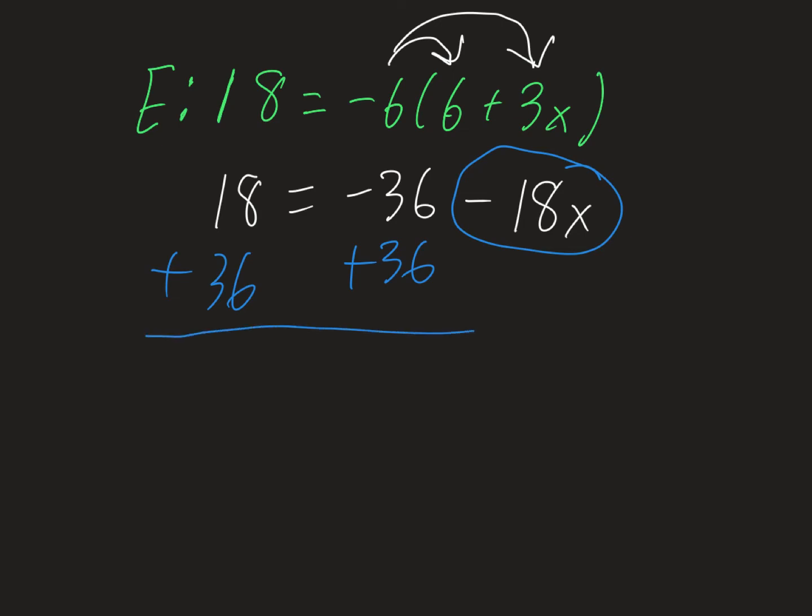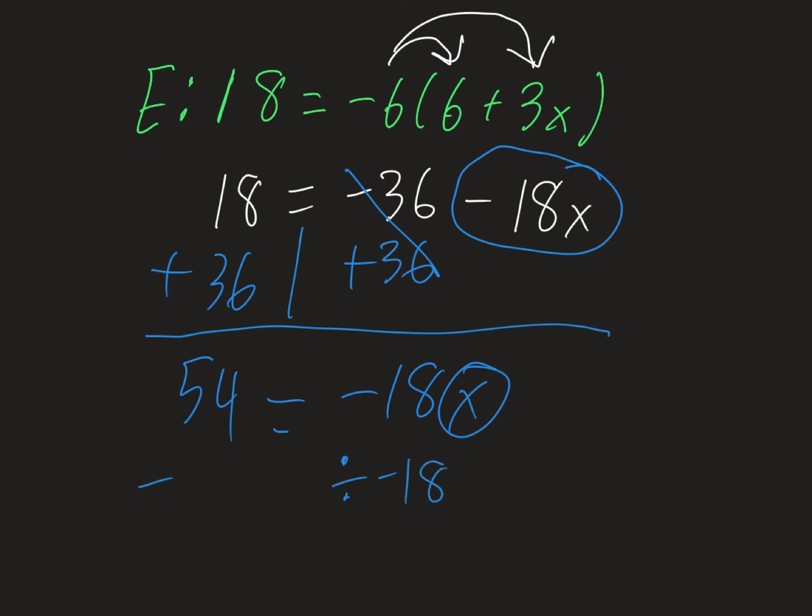Now, 18 plus 36 leaves us with 54, and positive 36 and negative 36 cancel out, so we are left with negative 18x on the other side. To get x by itself, instead of multiplying by negative 18, the inverse operation would be to divide by negative 18 on both sides. Once we divide, we get a negative 3 is equal to x, because negative 18 divided by negative 18 is 1. That means that x is negative 3.